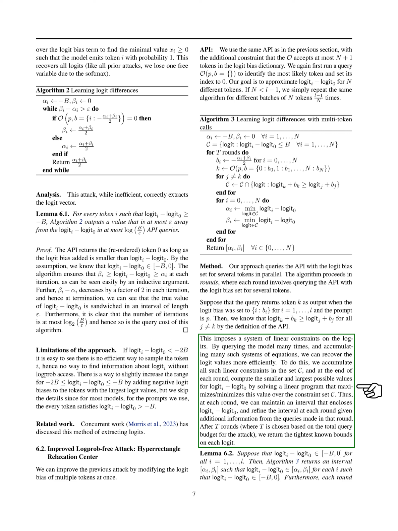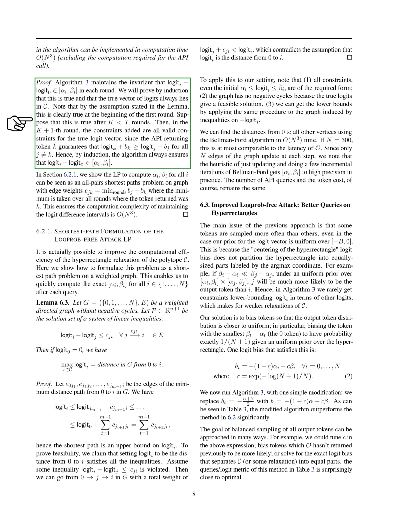If the logit differences for all tokens lie within the interval [B, 0], the algorithm returns intervals [alpha_I, beta_I], such that the logit differences for each token fall within [alpha_I, beta_I]. The computational time for each round of the algorithm is O(n³), excluding the API call computations. The algorithm maintains the invariant that the logit differences lie within [alpha_I, beta_I] in each round.